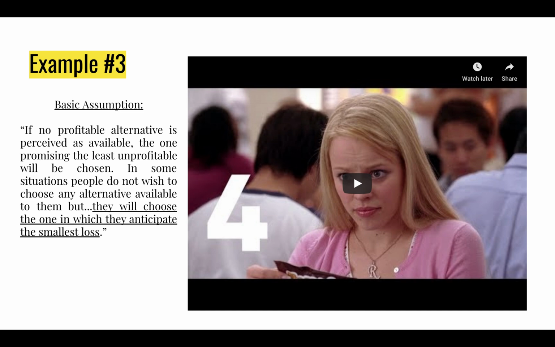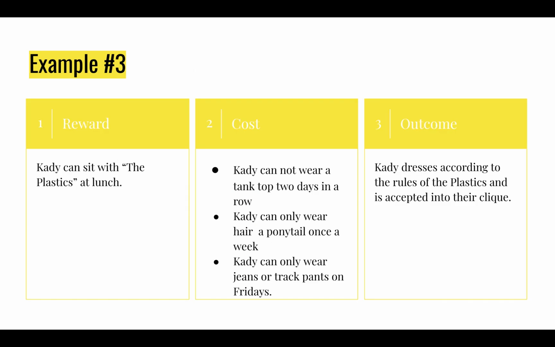The basic assumption is that if no profitable alternative is perceived as available, and she looked over to the quote-unquote art freaks and did not want to sit with them, then that person will choose the more profitable outcome, even if it's not something they necessarily want to do. So she chooses to dress accordingly so she can sit with the plastics at lunch.